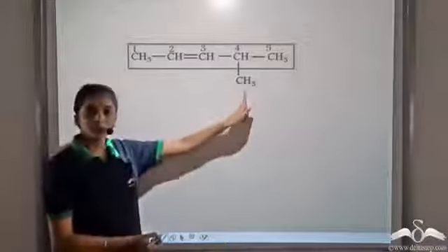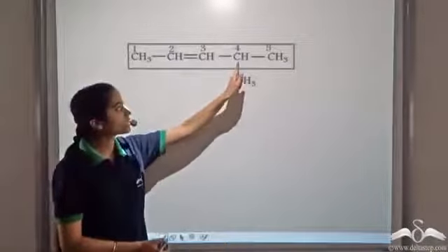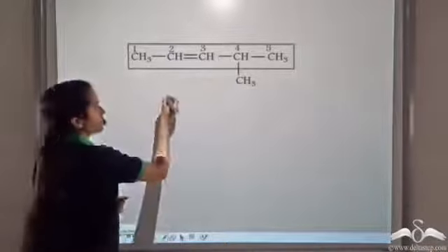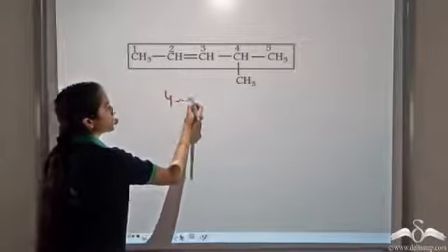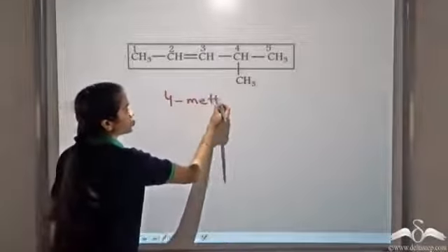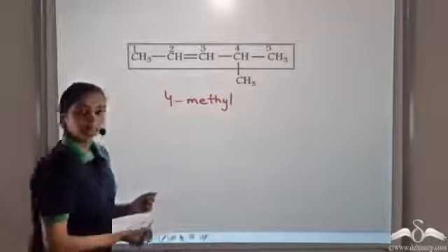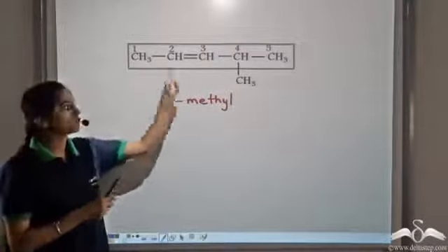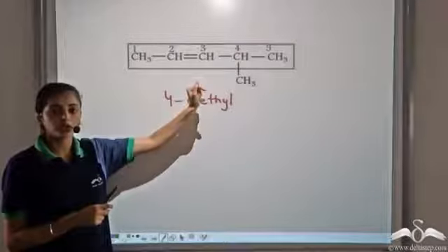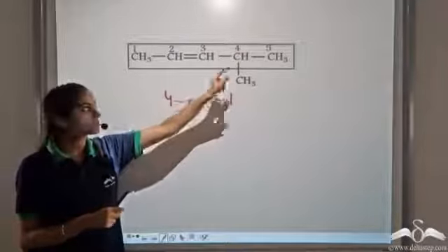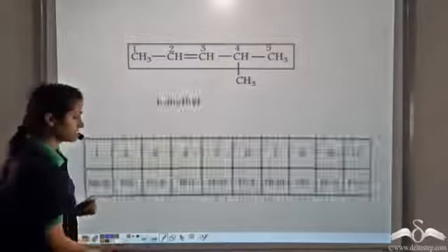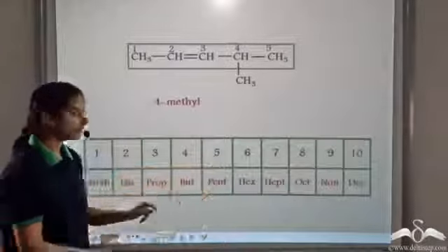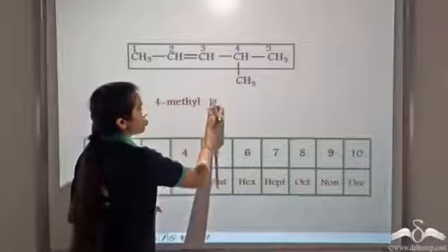We have only one substituent, that is methyl, present at position number 4. So we get 4-methyl. Now the second part is the word root. The word root comes from the number of carbon atoms in the longest carbon chain. In this case, we have 5 carbon atoms. 5 means pent. So this becomes pent.